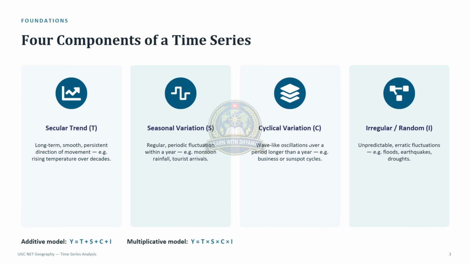Four components of a time series: secular trend, a long-term smooth persistent direction of movement, example rising temperature over decades; seasonal variation, regular periodic fluctuation within a year, example monsoon rainfall, tourist arrivals; cyclical variation, wave-like oscillations over a period longer than a year, example business or sunspot cycles; irregular and random, unpredictable erratic fluctuations, example floods, earthquakes and droughts.